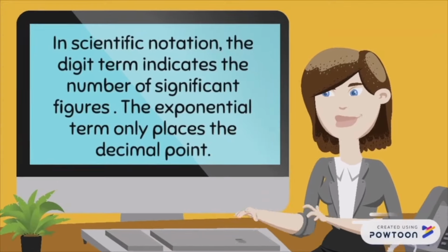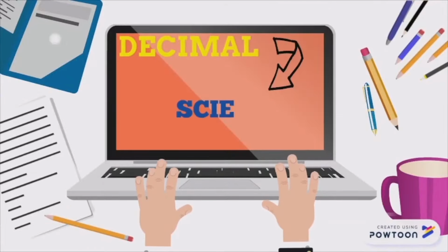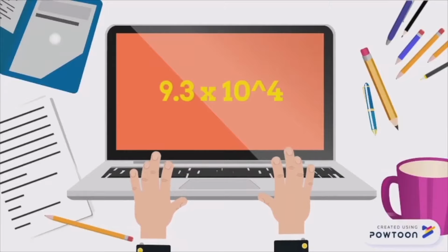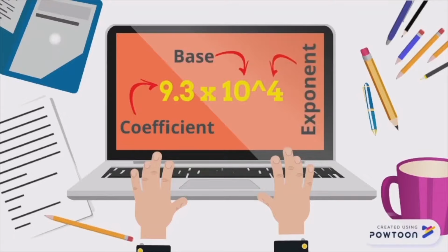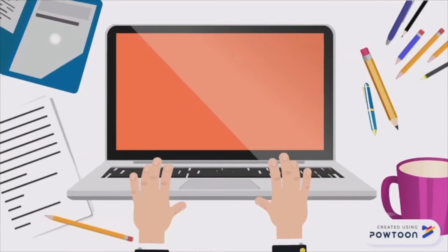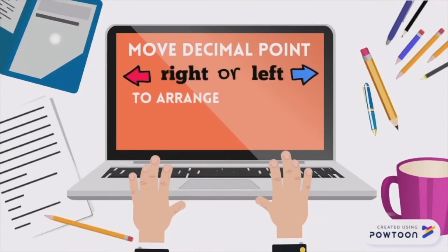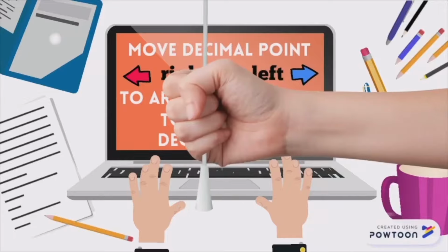So now we're going to teach you how to convert decimal to scientific notation. Let's go to the basics of scientific notation. Up first, the coefficient must be between 1 and 10. The exponent can be positive or negative, but it must be an integer, and 10 is the base. Move the decimal to the right or to the left to arrange one digit to the left of the decimal point.